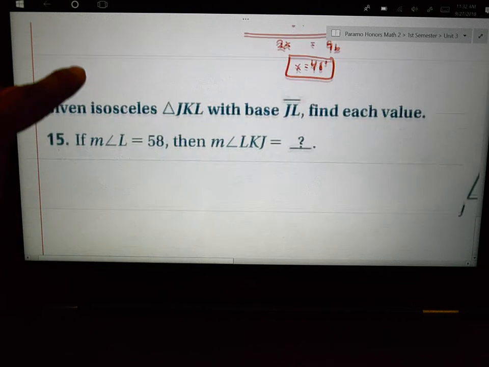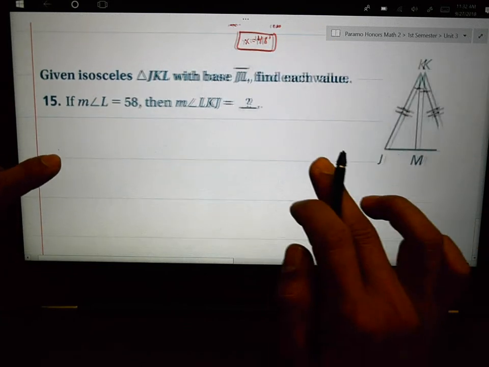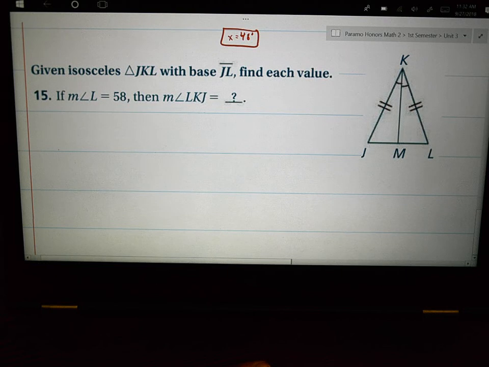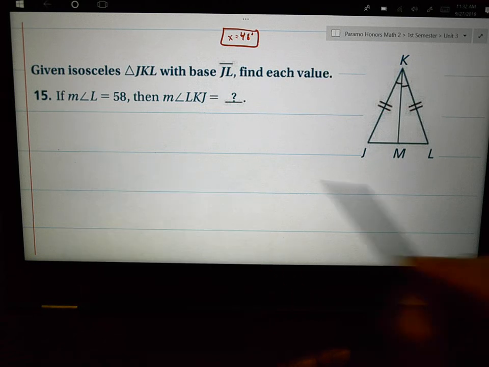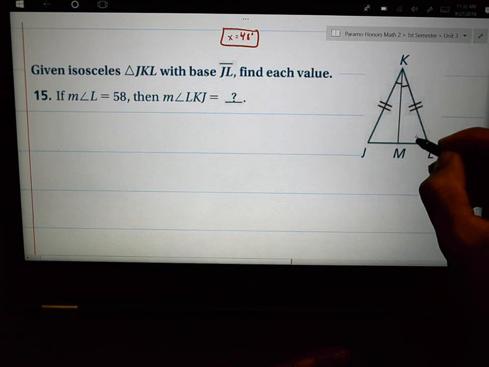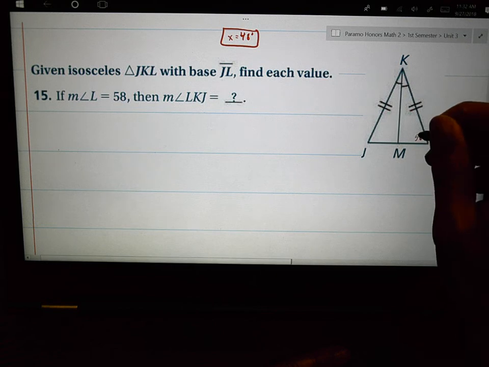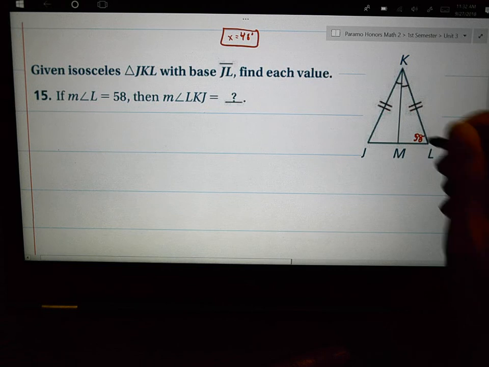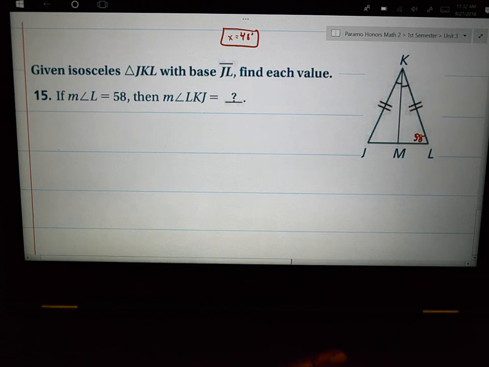Last example. Number 15. It's an isosceles triangle. Find each value. So the value we have to find, if L is 58, I'll put a 58 in the picture. It makes it so much easier when you add the information in the picture. Then the measure of angle LKJ.